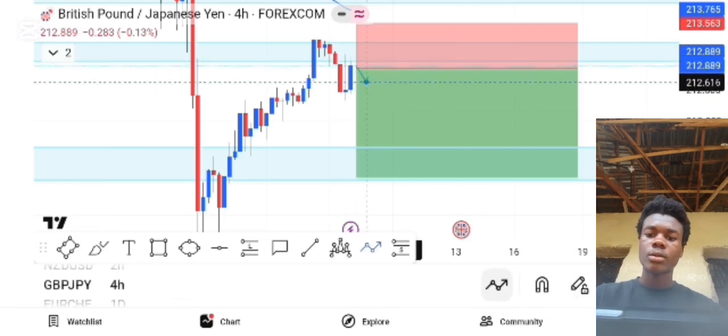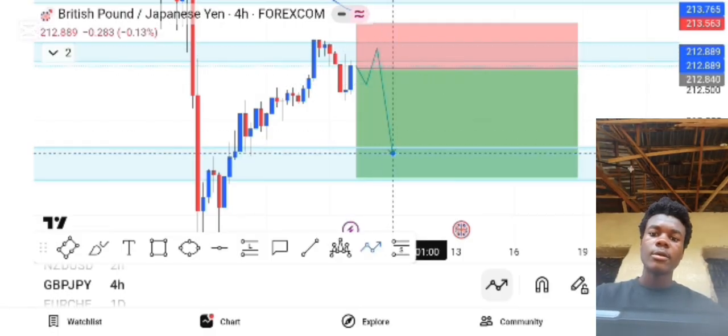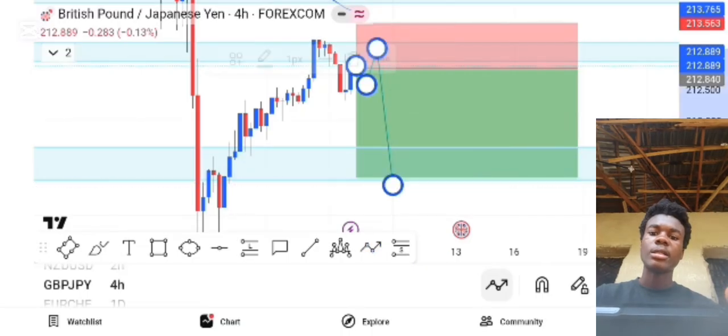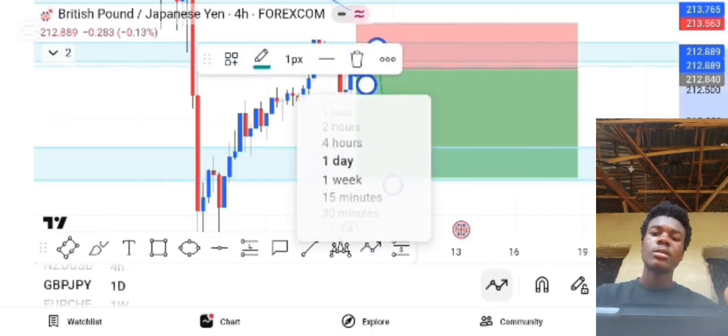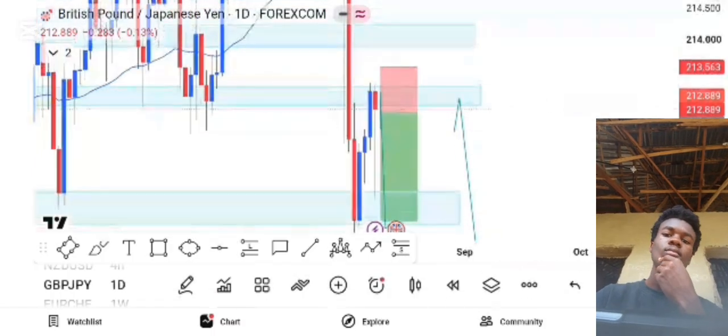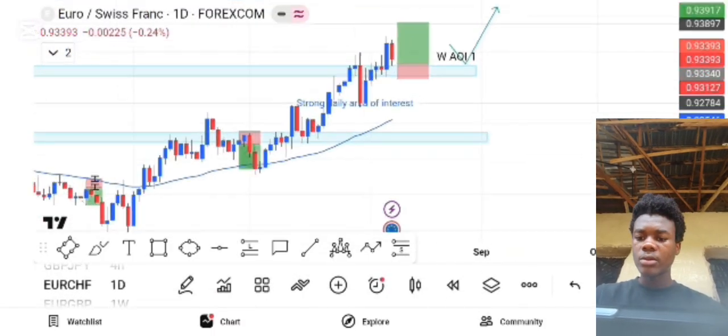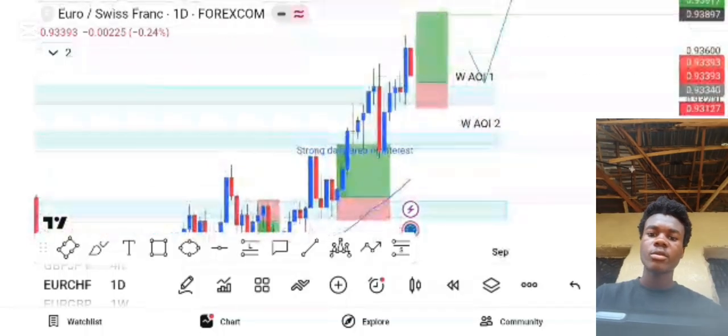That's what I'm expecting in the 4-hour time frame. Then give me my retest right here, then I will take the trade to the downside. And this is for what? GBP/JPY. This is for GBP/JPY right away. So let's go to Euro CHF.